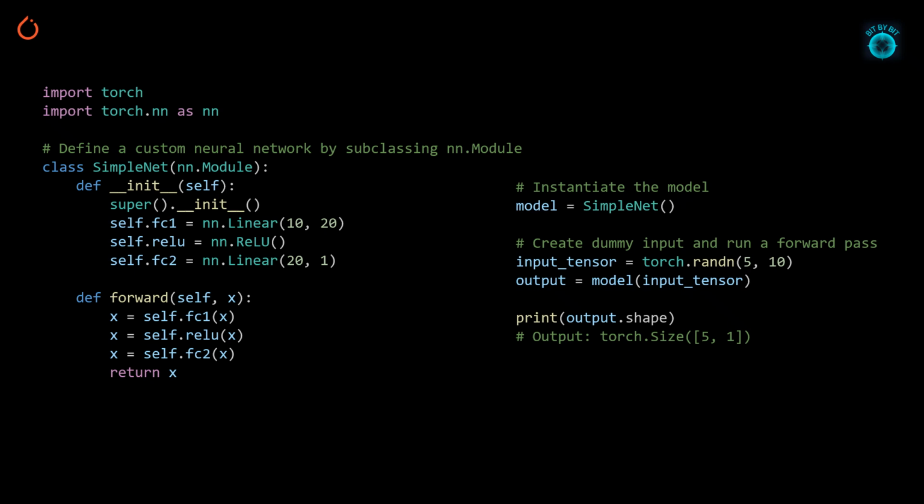You don't call forward directly, because with model(input tensor), under the hood, PyTorch automatically calls the forward method for you. This is possible because the nn.Module class implements the call method, which handles things like hooks, device, data type checks, and so on, then internally calls your custom forward method.